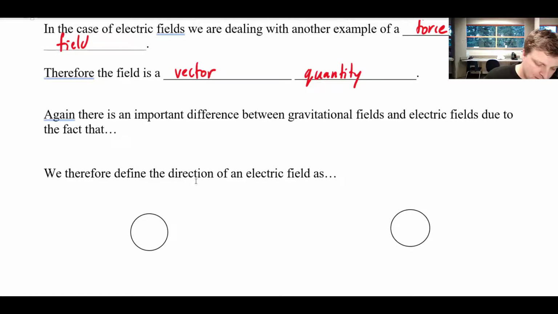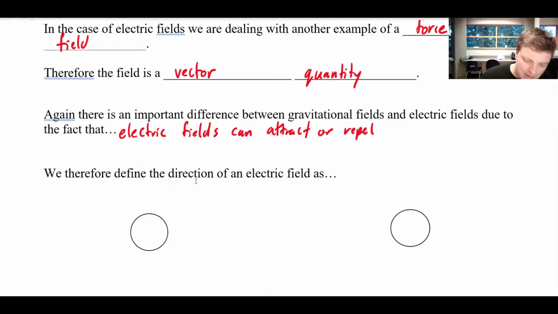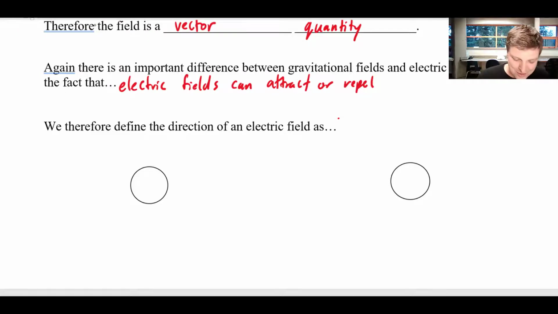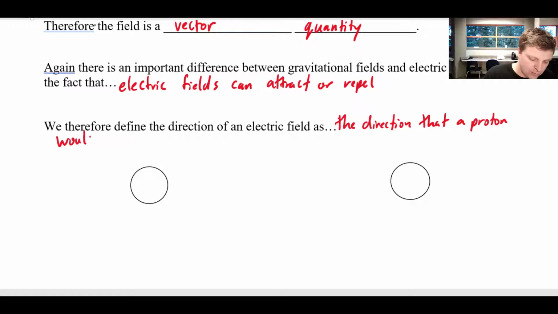So electric fields can attract or repel. And that just depends on the situation. So we're going to define the direction of an electric field as the direction that a proton would move in that field.